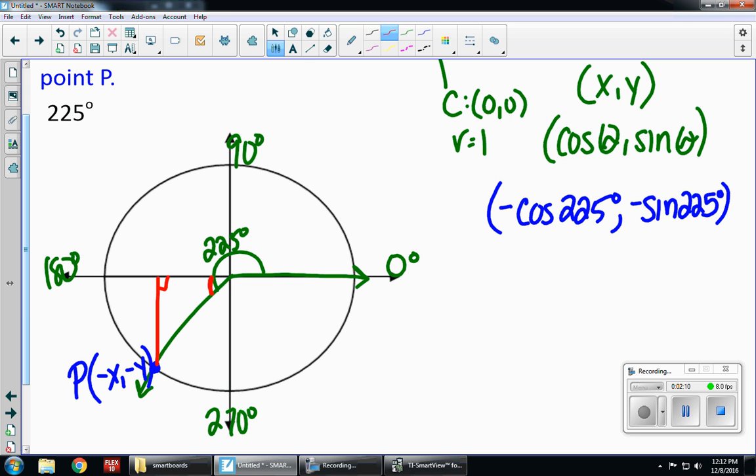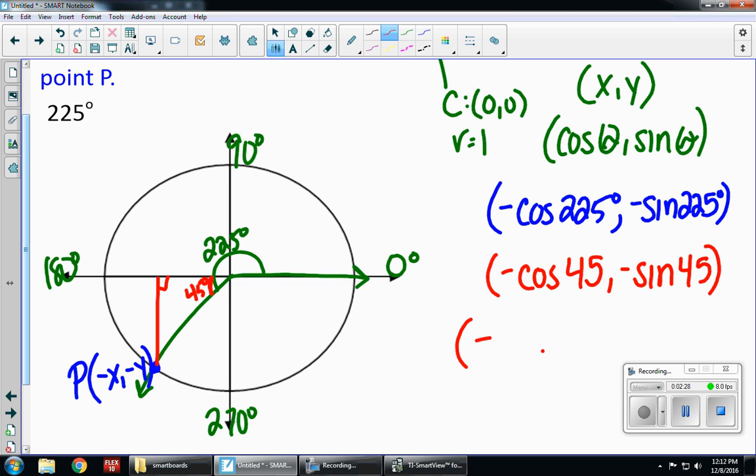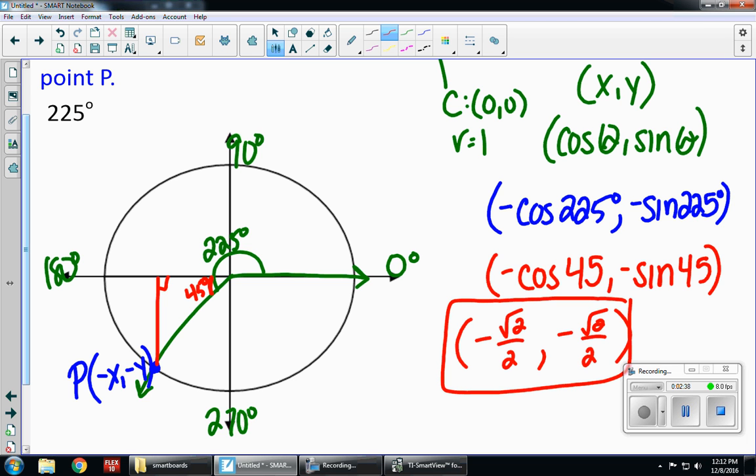So to get from 225 back to 180, it's 45 degrees, which means that's what I'm going to be using from my chart. So negative cosine of 45 and negative sine of 45. From your chart, the values of sine and cosine of 45 degrees are equivalent. They are both radical 2 over 2. So the point on the unit circle is negative radical 2 over 2, comma, negative radical 2 over 2.